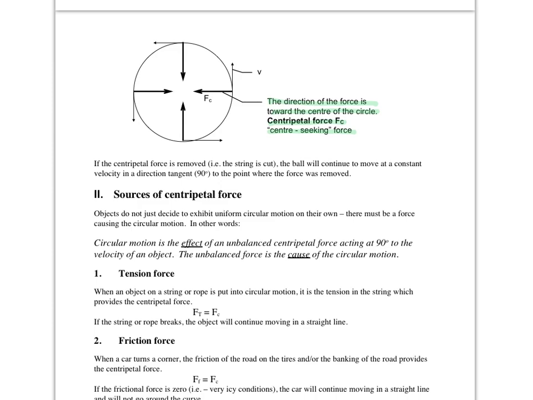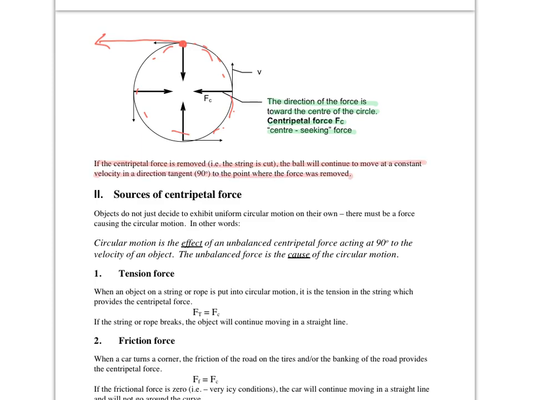If the centripetal force is removed, the ball will continue to move at a constant velocity in a direction tangent to the point where the force was removed. What this means is if this ball is spinning around here and the string breaks at the very top, this ball will continue to move in a linear direction outwards this direction. So those are the important things to note to get ourselves started here.